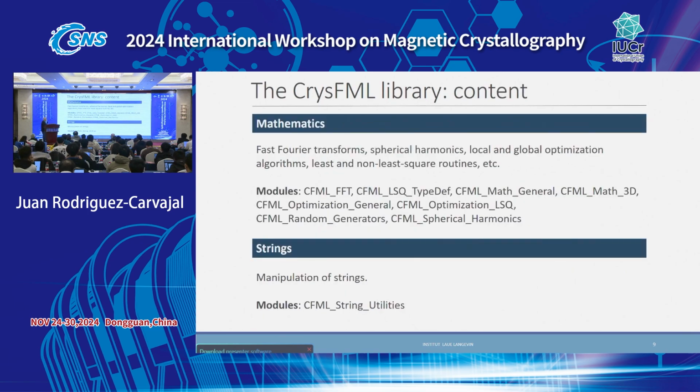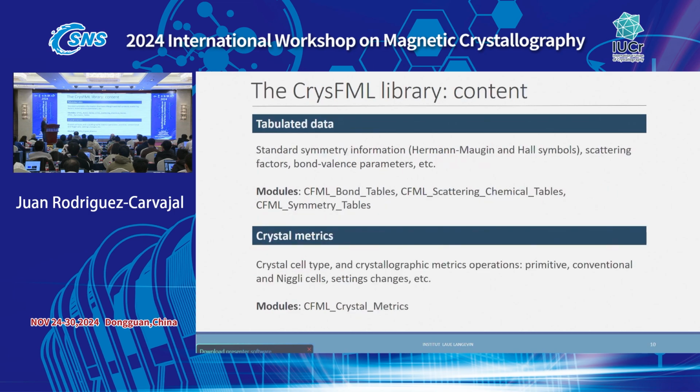The CrysFML library has mathematics, fast Fourier transform, spherical harmonics, local and global optimization algorithms, least-squares and non-least-squares routines for optimization. You have many modules for doing that. You have manipulation of strings of all kinds of data. You also have tabulated data, for example standard symmetry information, Hermann-Mauguin and Hall symbols, scattering factors, bond valence parameters. You have many things like that.